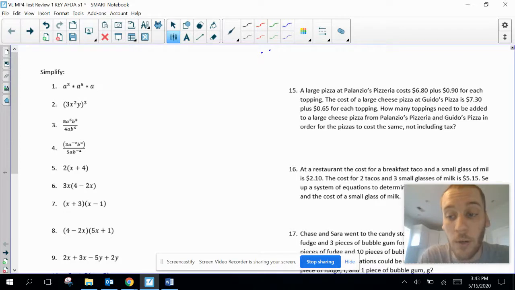So I'm going to go through every single problem on the study guide, which is going to be just like the test. So you can follow along, fast forward, rewind to the problems that you need, and we're just going to get into it. So exponents.